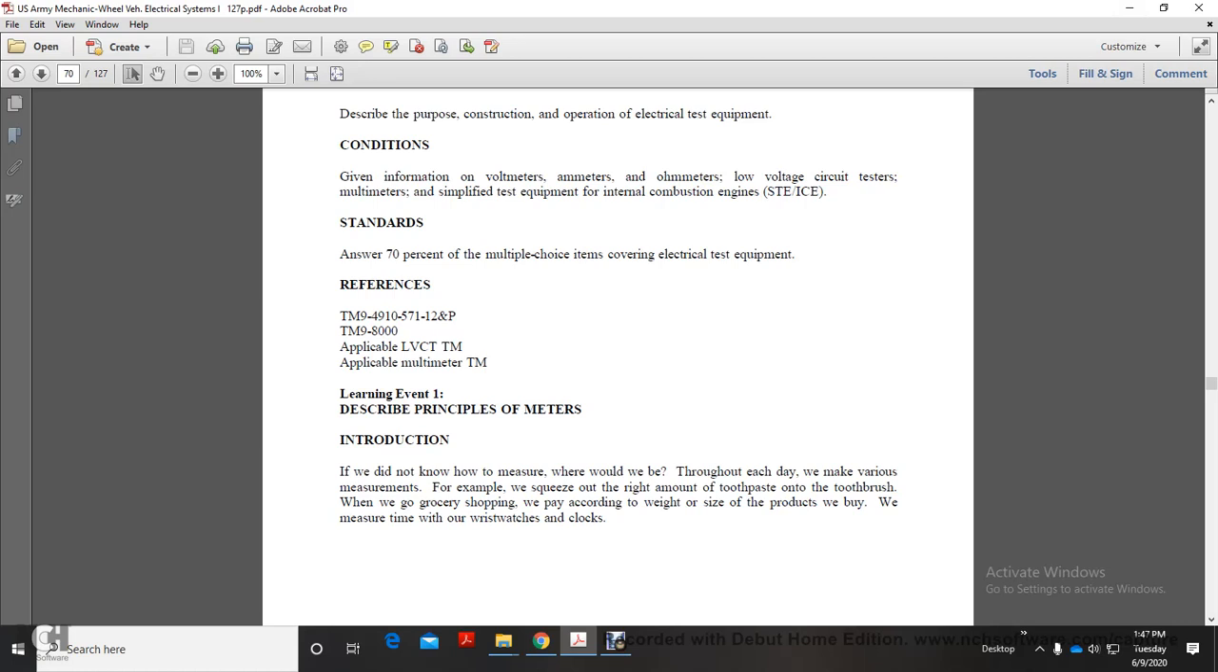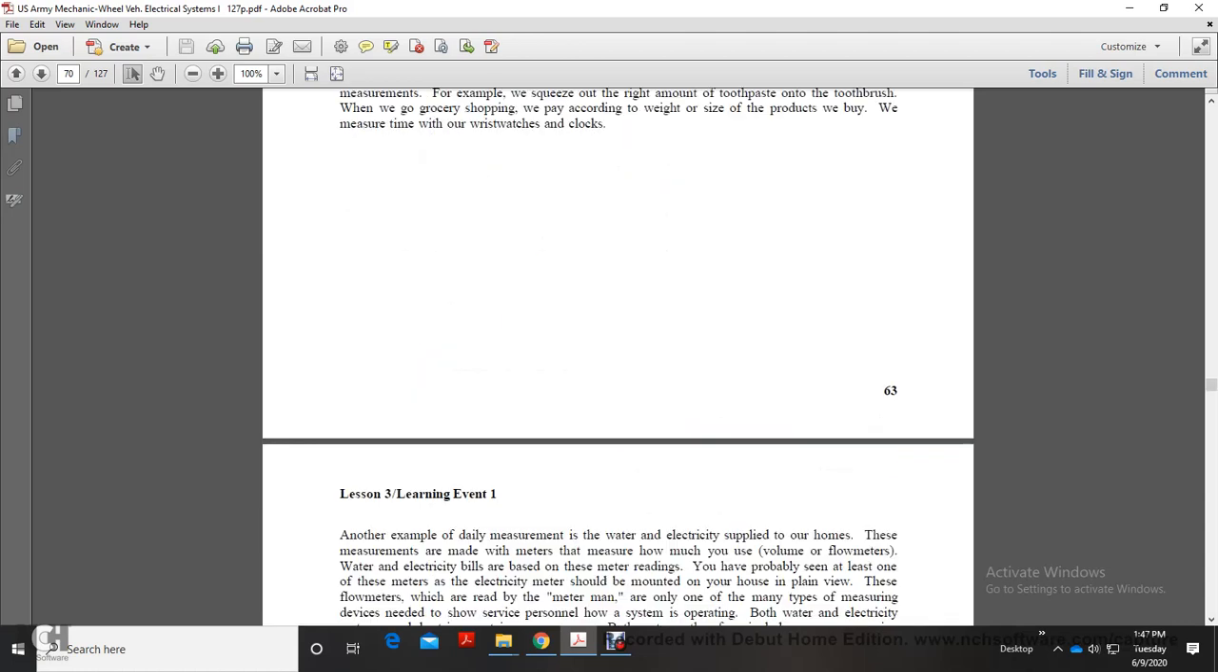Introduction. If we did not know how to measure, where would we be? Throughout each day we make various measurements, for example, squeezing out the right amount of toothpaste onto the toothbrush. When we go to the grocery store, we pay according to the weight and size of the products we buy. We measure time on wristwatches and clocks.